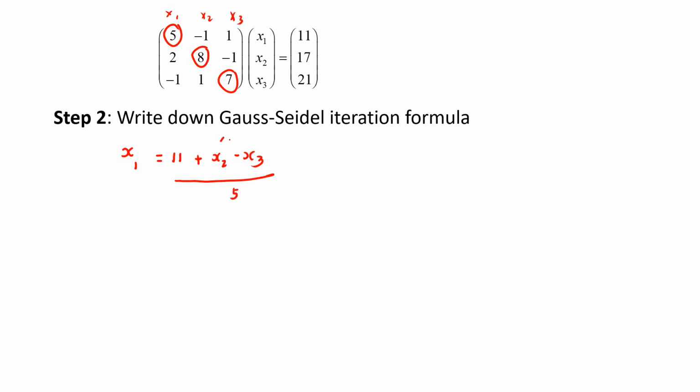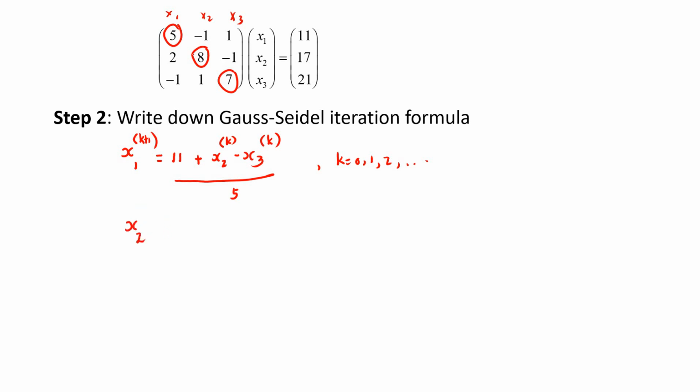Later on here, we put k. This is k, where the k starts from 0, 1, 2, and so on. This will be x1 at k plus 1. And when k is 0, you get x1 at step number 1.